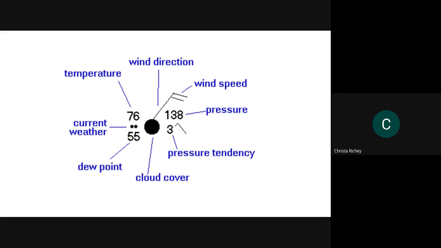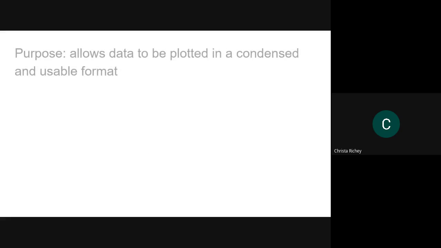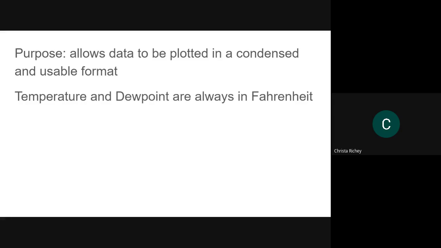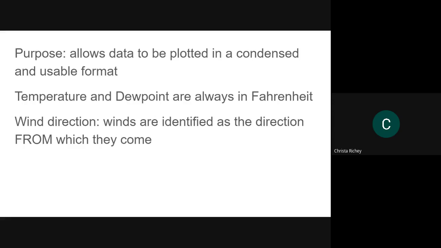So moving on forward, the whole purpose of this is it puts a heck of a lot of information in a very short space. We're not writing out a bunch of words, but temperature and dew point are going to be in Fahrenheit, because this country, unlike the rest of the world, does their temperature in Fahrenheit. The world does Celsius. Wind direction: the staff is pointing in the direction that it's coming from, not the direction that it's blowing to.